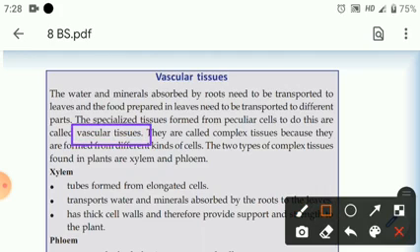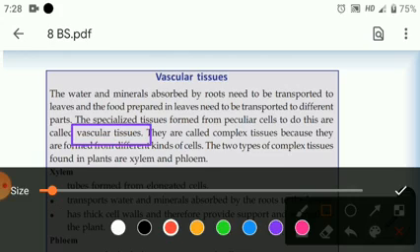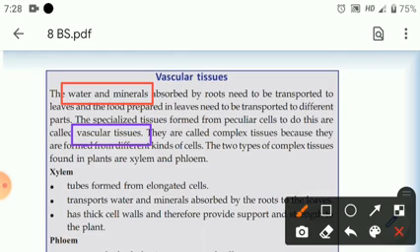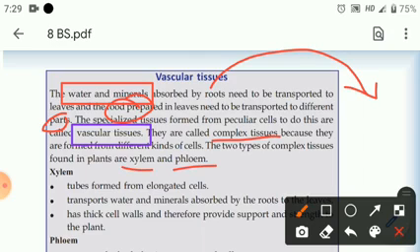So what are the two functions? I already mentioned here. Water and minerals that are absorbed by the root reach the different parts of the leaves and different parts of the plants, and food prepared in the leaves reaches the different parts. All this transportation is done by this vascular tissue. They are also known as complex tissue. They are xylem and phloem.